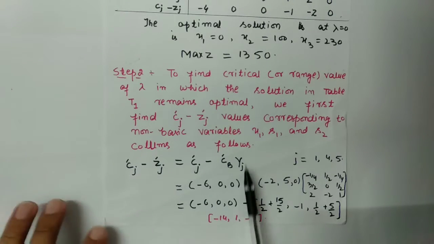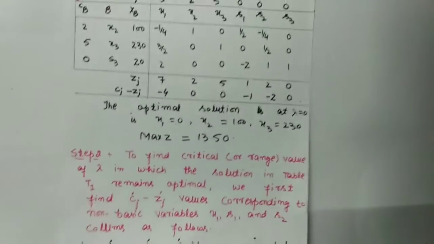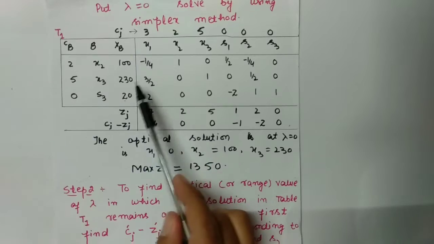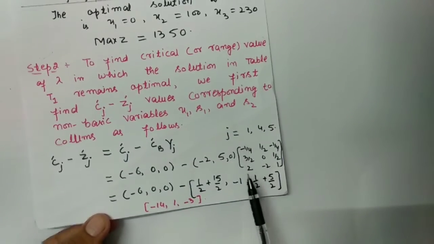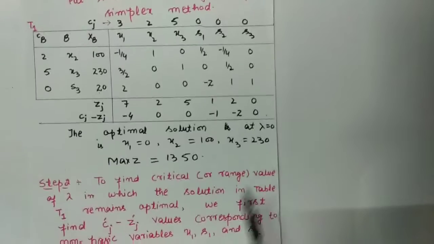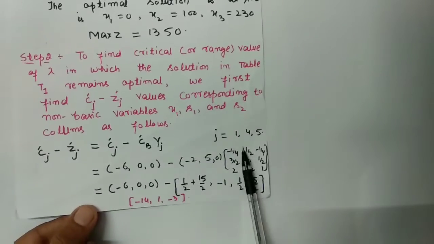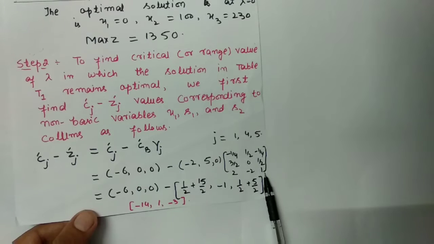Then yj. Yj is the column of non-basic variables. So the column of non-basic variable x1 is -1/4, 3/2 and 2. So I had written here -1/4, 3/2 and 2. Then the second one is s1. So s1 is 1/2, 0, -2. Then s2. S2 is -1/4, 1/2 and 1. Okay.